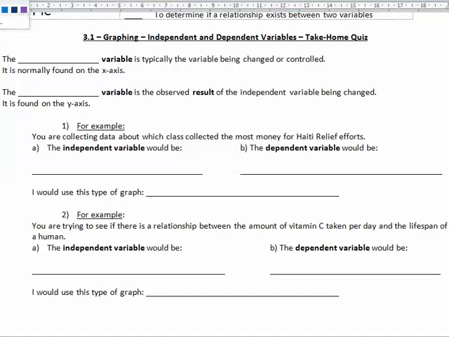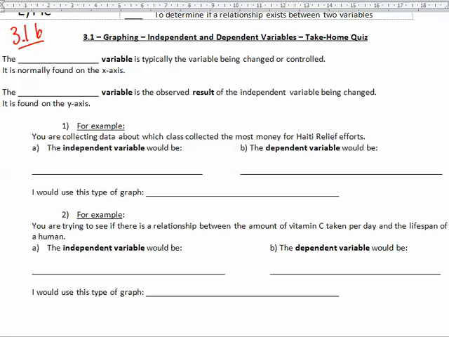And what we're looking at now is independent and dependent variables, and what that really means is when you're making a graph, you want to decide which variable or concept you have control over, and what's the other concept that you're measuring that would change because of that first one.